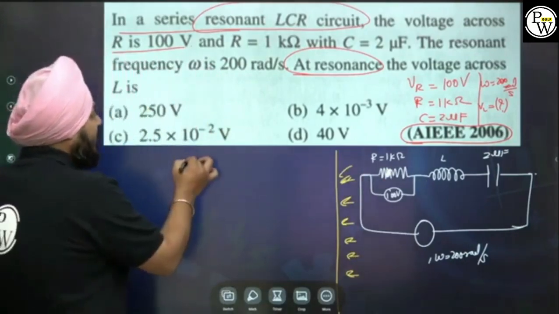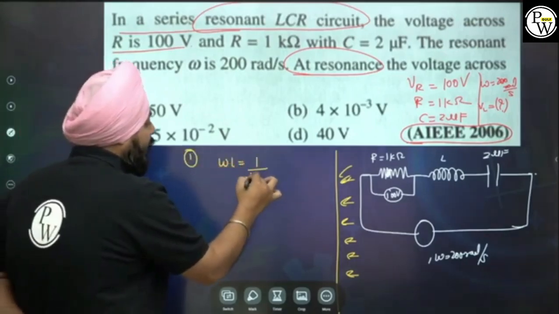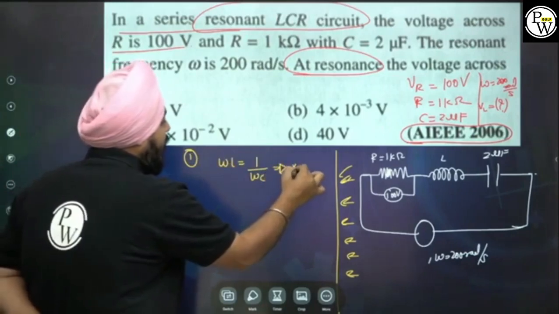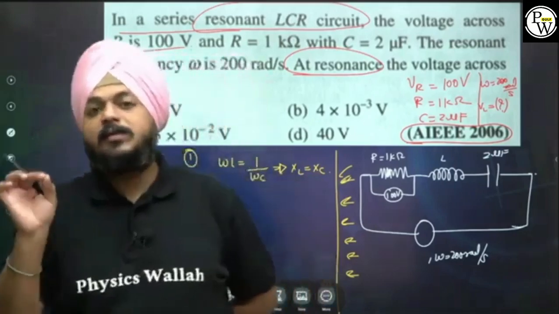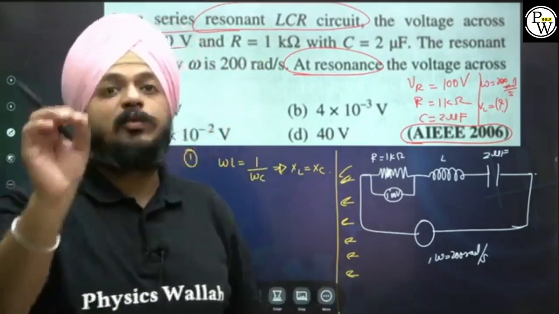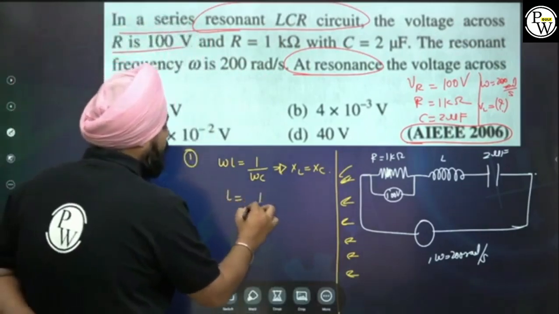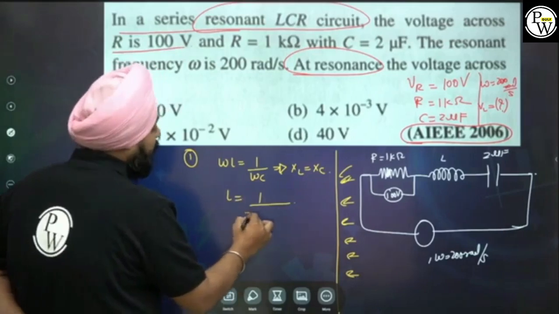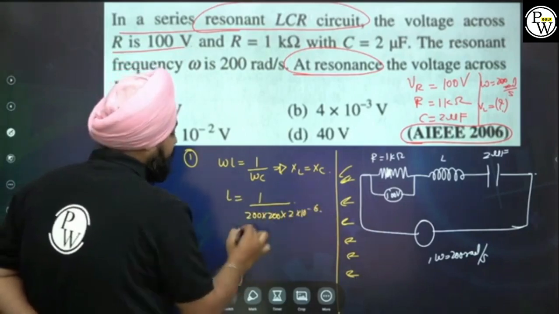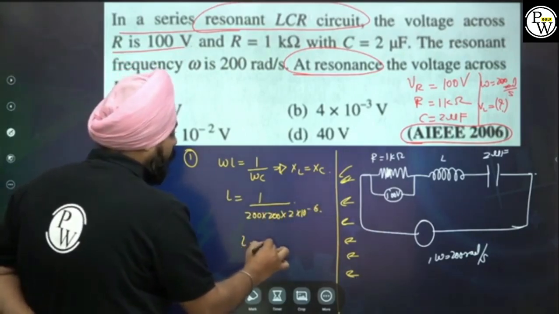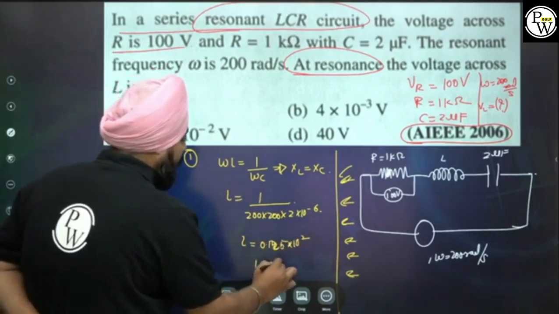First thing, if the circuit is in resonance, it means that omega L is equivalent to 1 by omega C, that is, XL is equivalent to XC. This was the term I used in the previous lecture to explain what resonance is all about. So here L is going to be 1 by omega square C. Omega is 200 into 200, and C is 2 into 10 to the power minus 6. L is going to be 0.125 into 10 to the power 2, so L is 12.5 Henry.